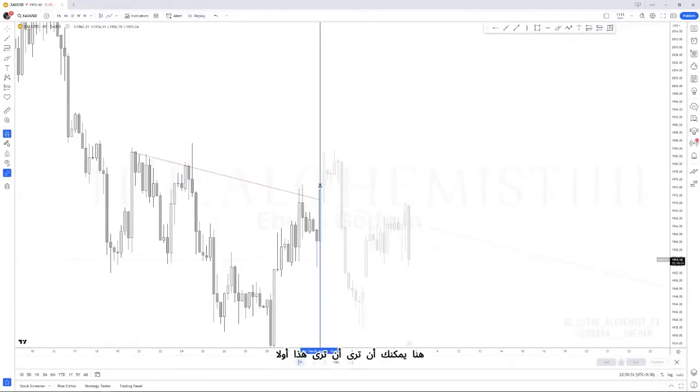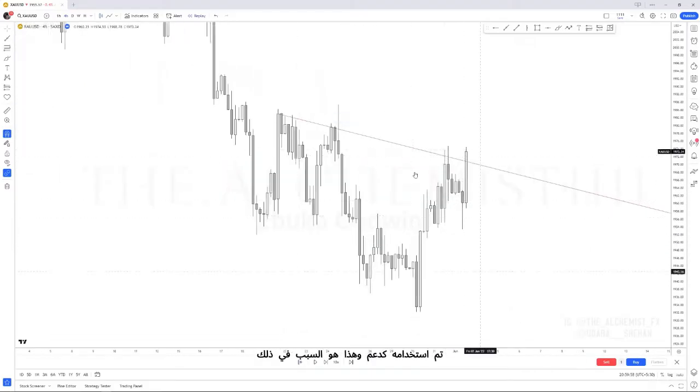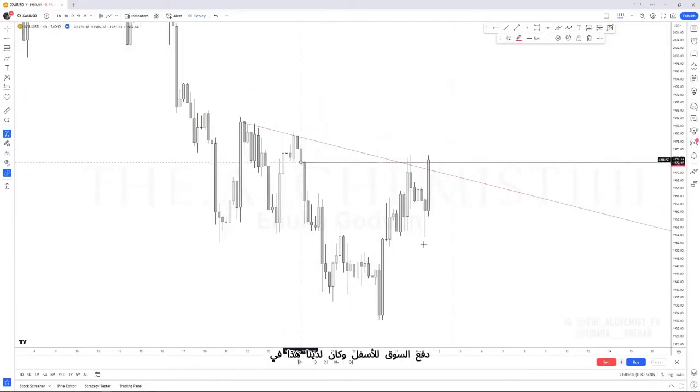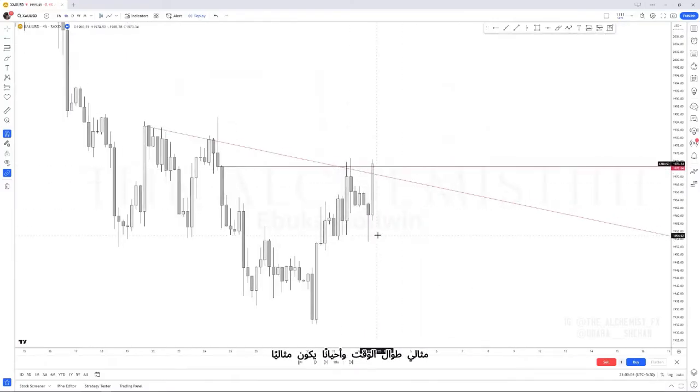Can you see that? See this? First, it was used as a support. That is why it pushed the market down. We had this in here. Can you see? Like I told you, it doesn't have to be perfect. Sometimes it is perfect, so that's good. But if it is not perfect, that's okay. Just move on. That's it.